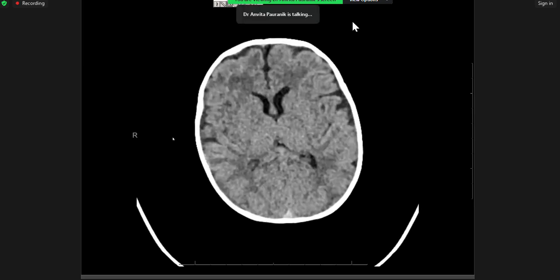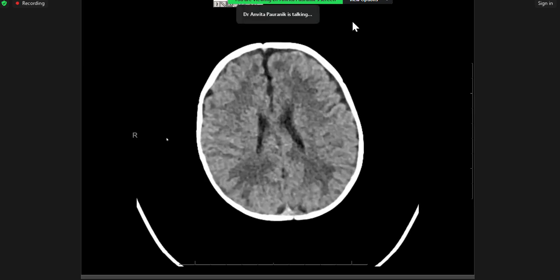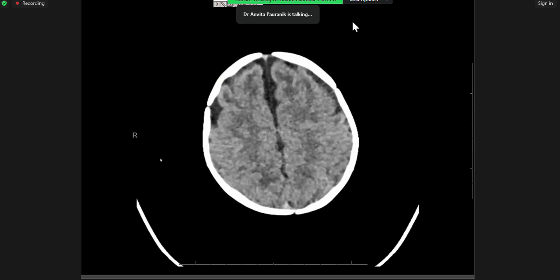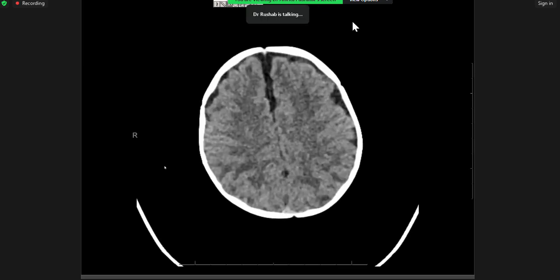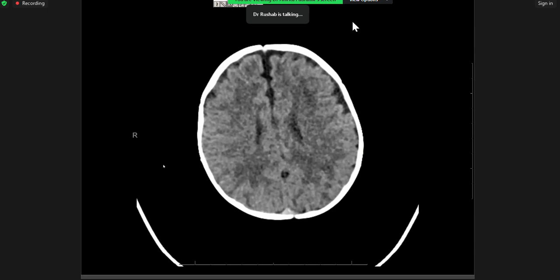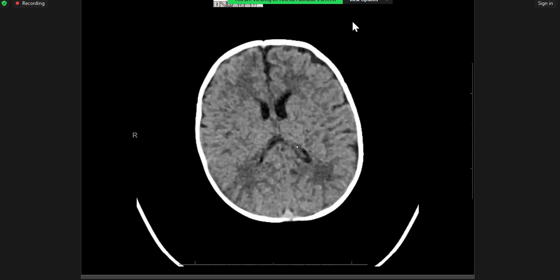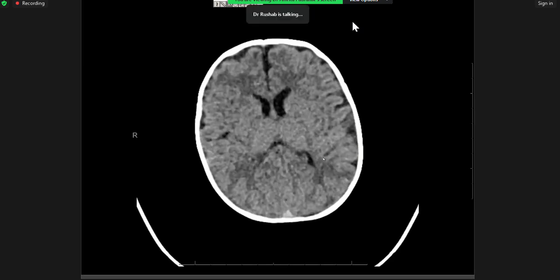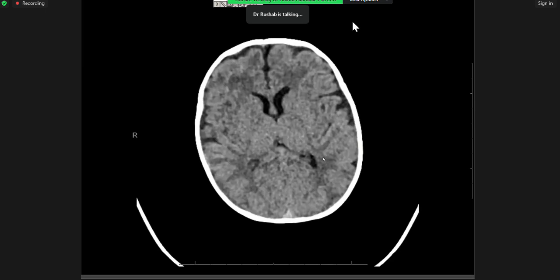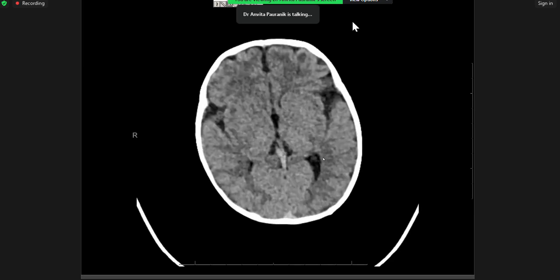So as I'm scrolling through, is anything catching your eye? Like, at first glance, do you see any hemorrhage, edema, mass effect? So there is no mass effect. The midline structures are not displaced. There are no intracranial hemorrhage or any hemorrhagic foci in the brain. There is no intraaxial hemorrhage per se. Okay.